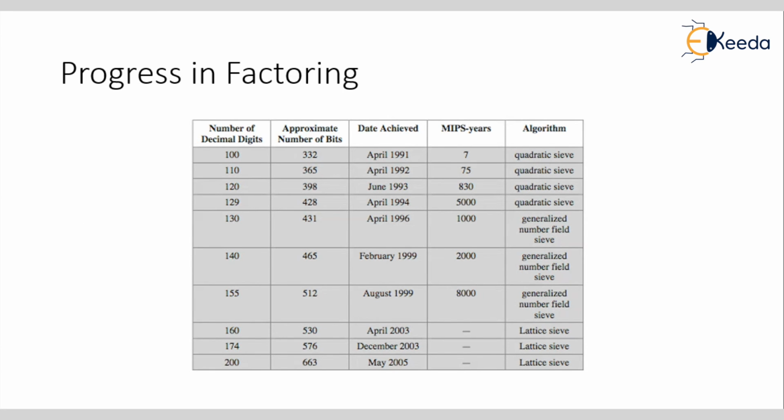This is the progress in factorization, we can say. With respect to the number of decimal digits, approximate number of bits, year achieved, MIPS years, and the algorithms. For the number of decimal digits, if we take the example of 130 decimal digits, then the approximate number of bits needed is 431 bits. Then we see in what year that particular data was achieved, and the algorithm which helped in progressing the factorization or factoring problem faced by the RSA algorithm.